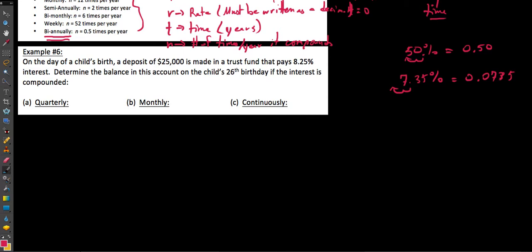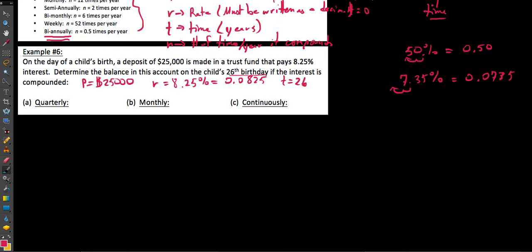So with respect to quarterly, let's go ahead and write down a few things here. First one is just this. We started with $25,000 in principal. Other things that I was told was that our rate is 8.25%, which as a decimal would be 0.0825. In this case, our time would be t equals 26. Since this is going to happen on the child's 26th birthday, it is 26 years down the road.